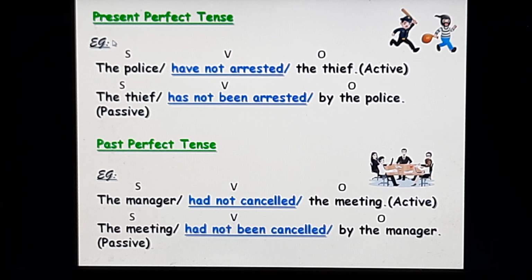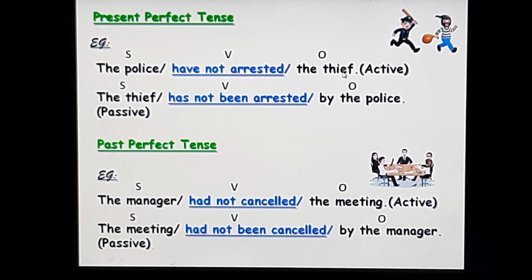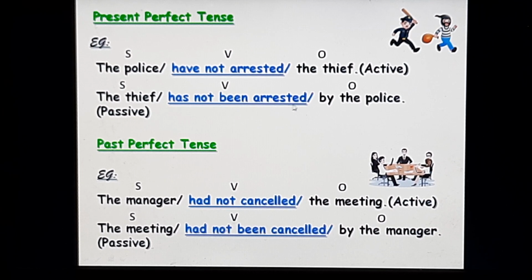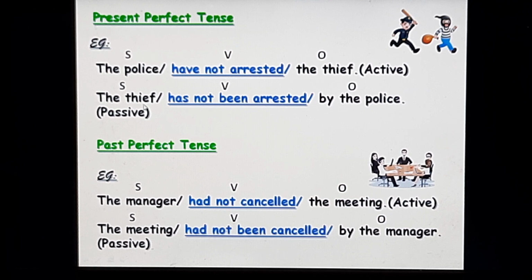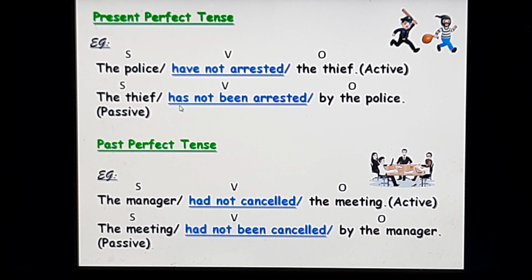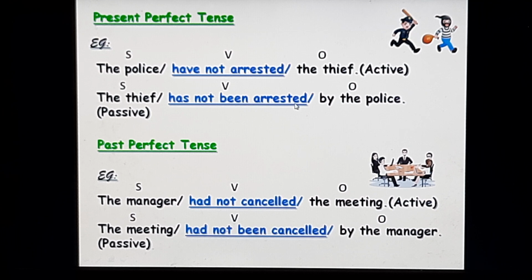And let's go to the present perfect tense. Example, the police have not arrested the thief. The thief has not been arrested. This is thief is third person singular. So your auxiliary is has plus not. Been for the passive form of perfect tense, and arrested is the past participle by the police.